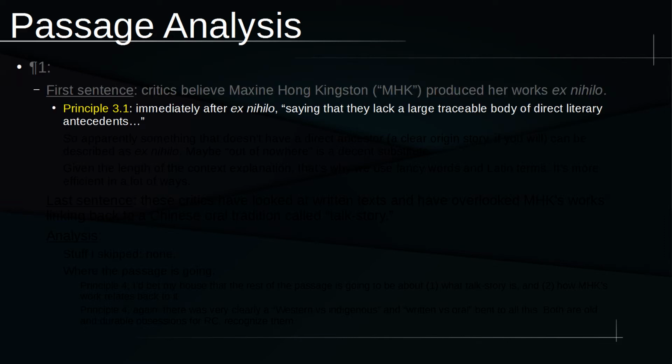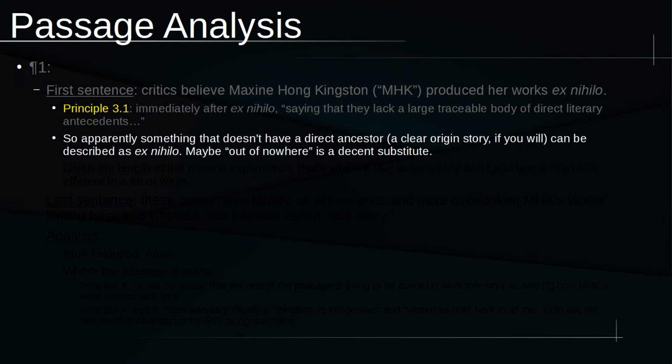So I actually have a chance to invoke Principle 3.1 immediately here. Immediately after the term ex nihilo is dropped in the passage here, we do get the next phrase saying that they lack a large traceable body of direct literary antecedents. So we can take from this that apparently something that doesn't have a direct or traceable ancestor, a clear origin story, if you will, can be described as ex nihilo. Maybe the term out of nowhere is a decent substitute. You can substitute however you want, but I think that's the most clear thing that we can get from context.